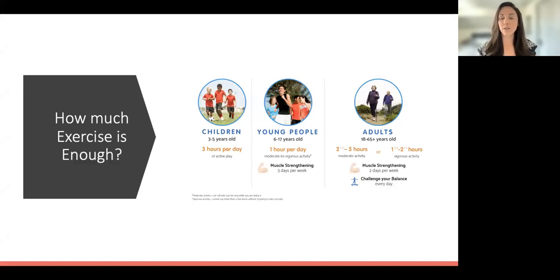So what does that shake out to in terms of minutes per day of the week? Well, 2.5 to 5 hours is 150 to 300 minutes of moderate activity per week, or 75 to 150 minutes of vigorous activity. So what this looks like is moderate activity of 30 to 60 minutes a day, 5 days a week, or vigorous activity of 15 to 30 minutes a day, 5 days a week, not both, one or the other.